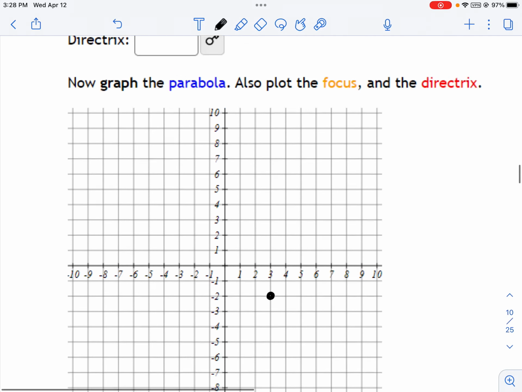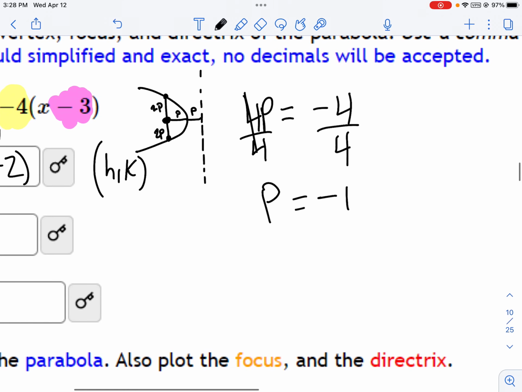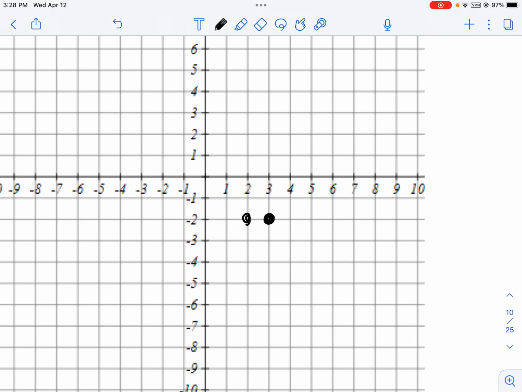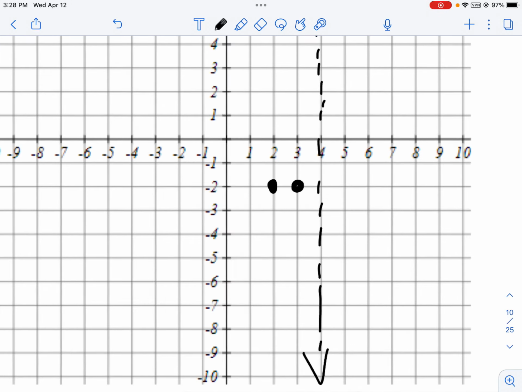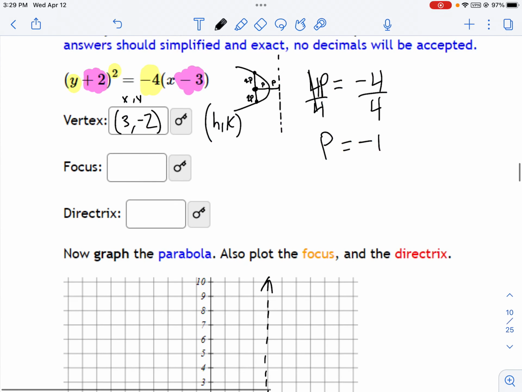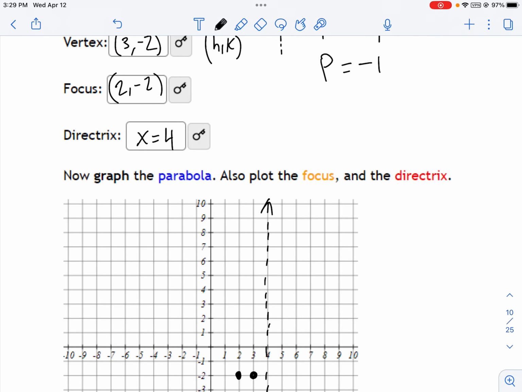Here is your vertex. In order to find the focus, we're now going to go a p distance to the left. Now our p is -1, but if we're talking about a distance, that's just a distance of 1. Distances can't be negative. So we know we're going 1 to the left. Bam, focus. Same thing, 1 to the right will be your directrix. So now we know all of that lovely information. The focus is at 2, -2, and the directrix, because it's crossing the x-axis, is at x equals 4.